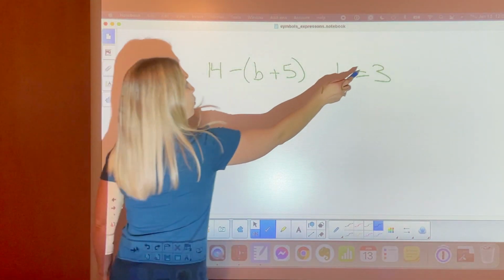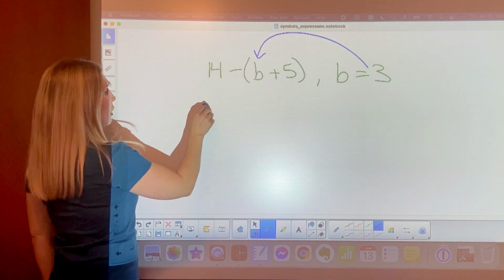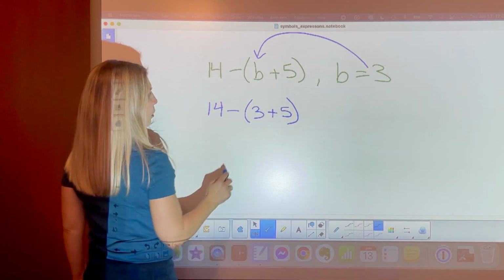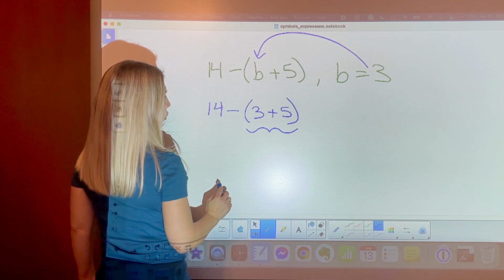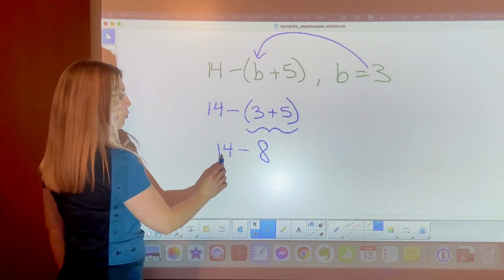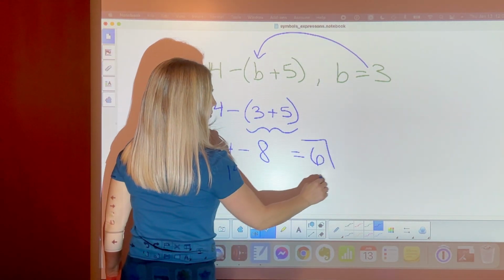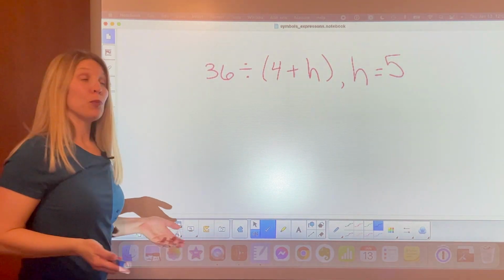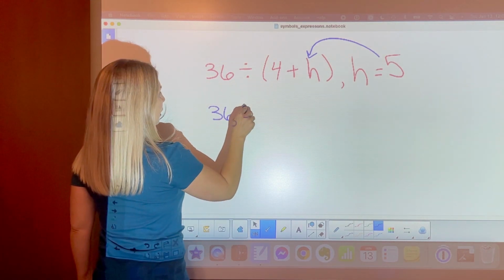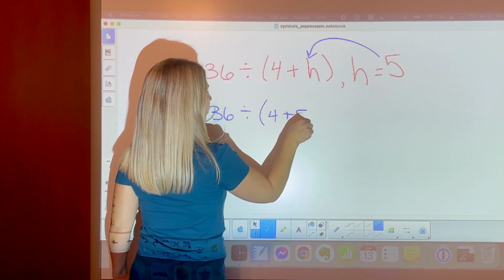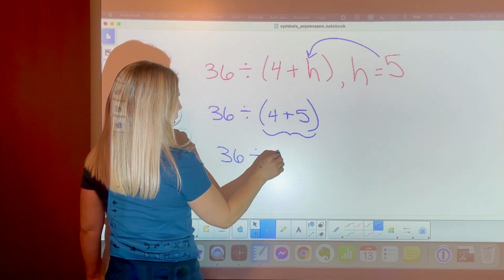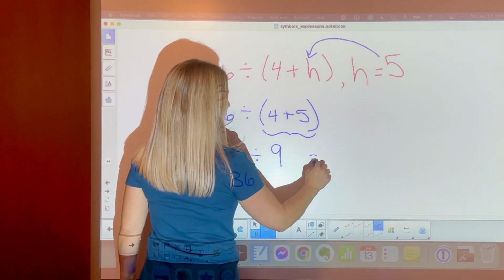For this next problem, we are only substituting one variable. They want B to be 3. So 14 minus 3 plus 5 in our parentheses. We must simplify our parentheses first. So the 14 minus is going to come straight down. 3 plus 5 is 8. 14 minus 8 then is 6. Now for this problem, they want us to substitute H for 5. So 36 divided by 4 plus 5. And again, we must do our parentheses first. So 36 divided by 9. And 36 divided by 9 is 4.